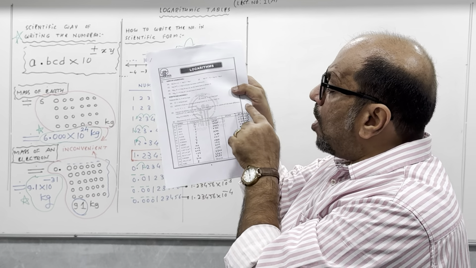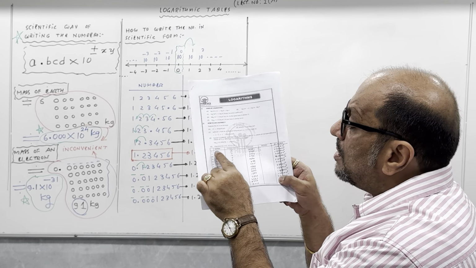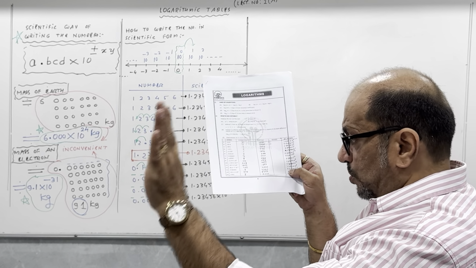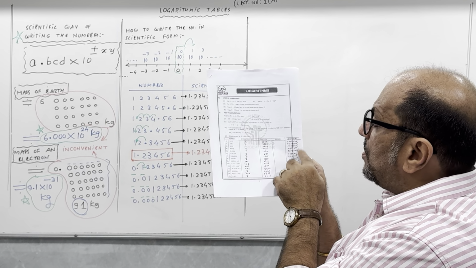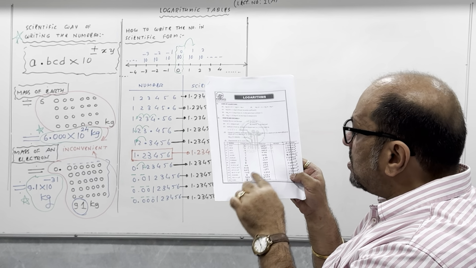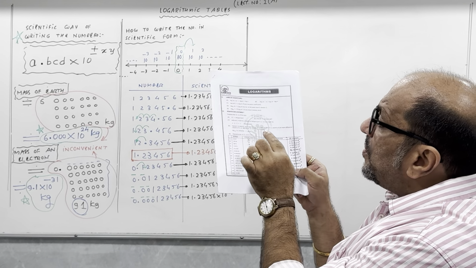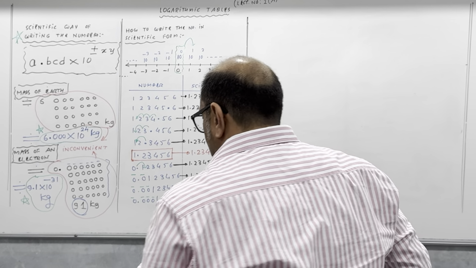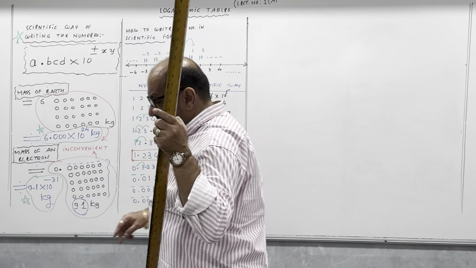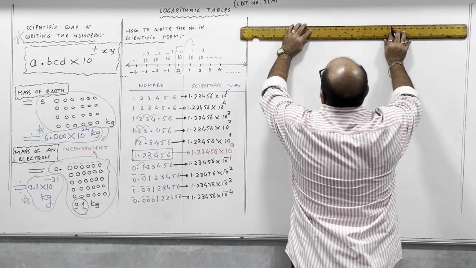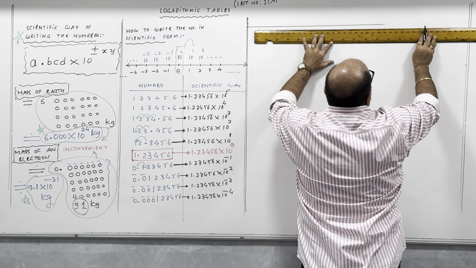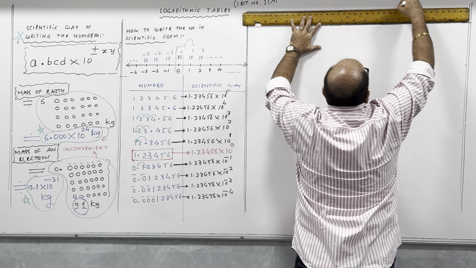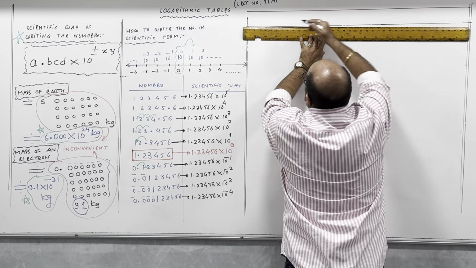So you are going to make one column here. As you see, the first column is number, next is characteristic, next is mantissa, next is answer, and next is scientific form. We are going to create one extra column here, called scientific form. These are the numbers, and here we are going to write scientific forms. We will learn what characteristic, mantissa and answer are in the next class. I will copy this table as it is on the board, and then we are going to learn how to write these numbers in scientific form.